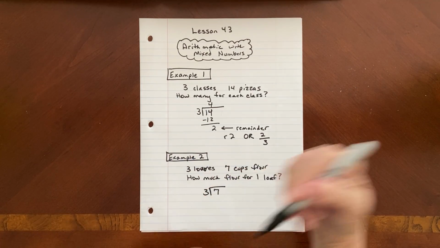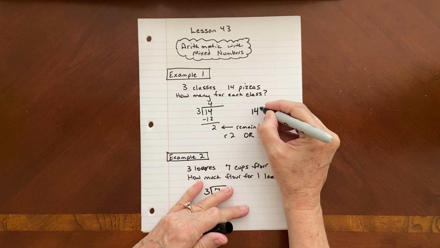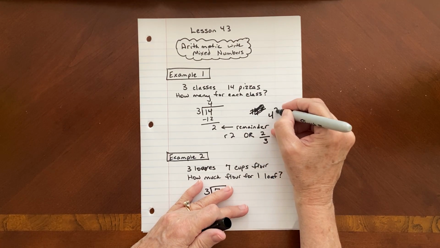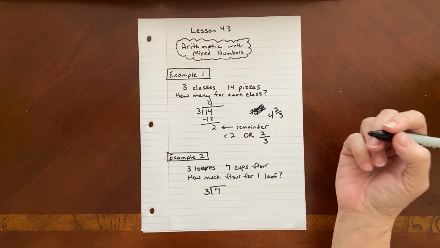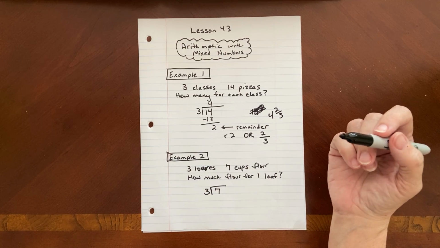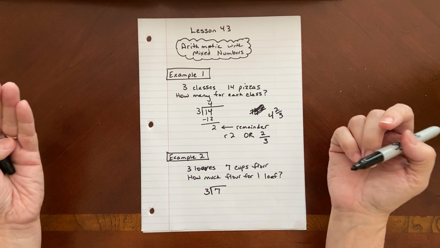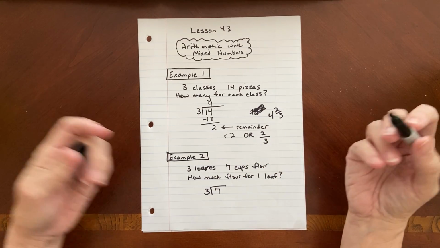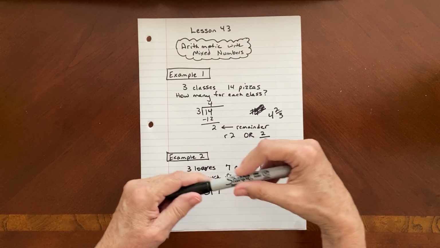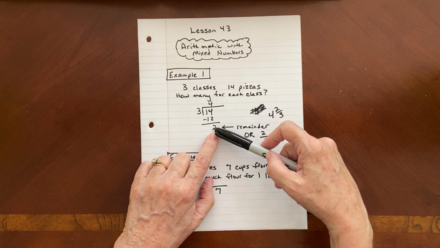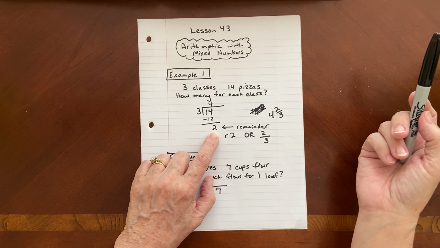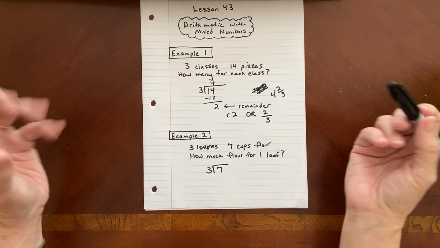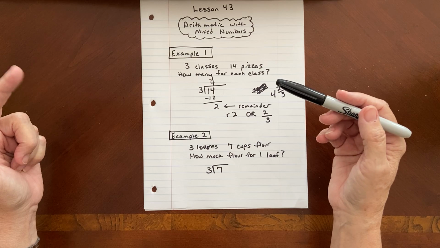So if I get my answer, each class will get 4 2/3 pizzas. So each class will get 4 whole pizzas and then 2/3 of another pizza, because I had 2 left over, right? And I had to split it up 3 ways. Does that make sense? Okay, example 2, and they give you a good picture in the book on example 1.